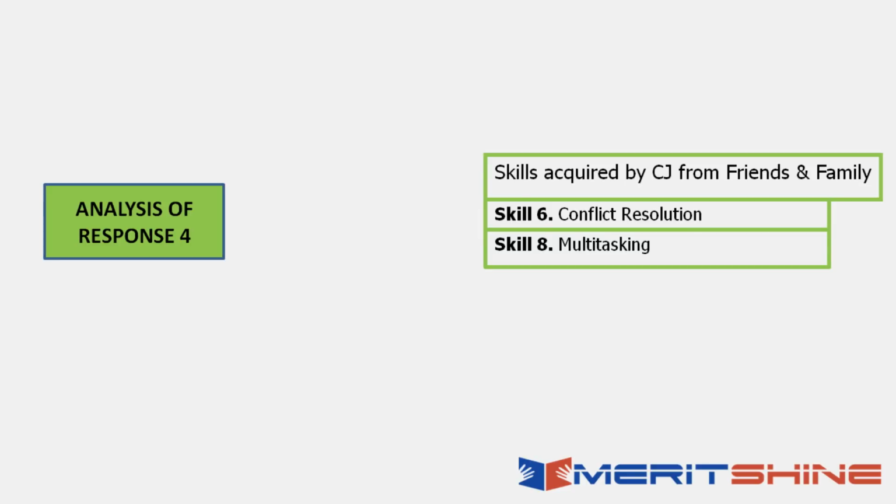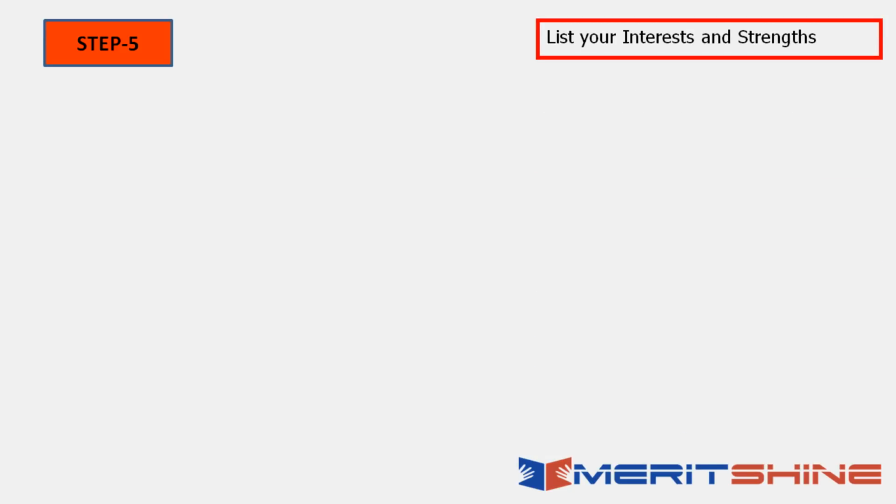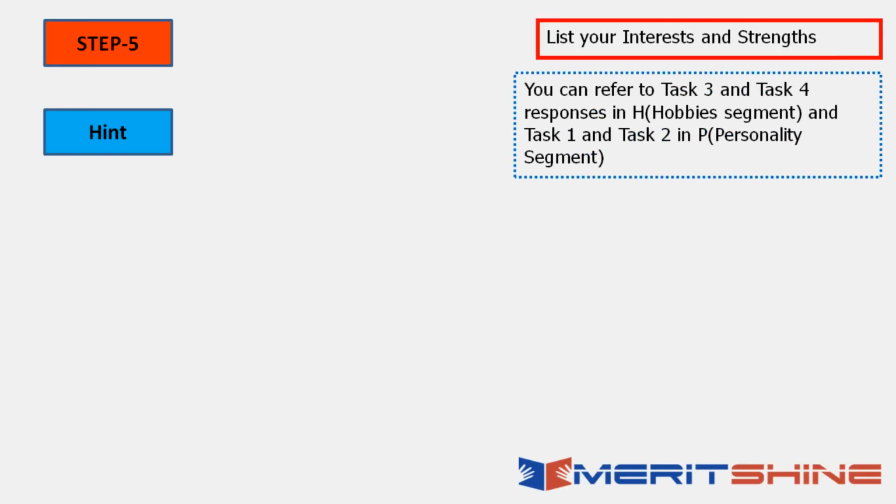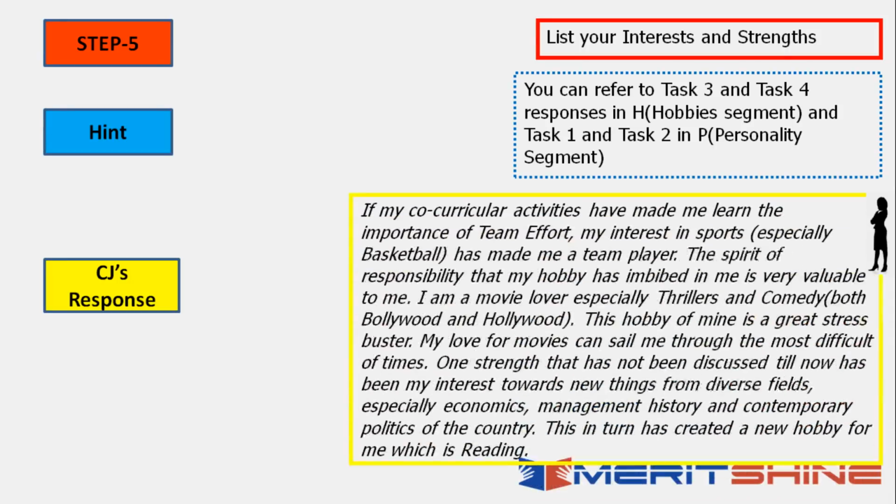Now we move on to the next building block, and the next building block in our flow chart was, yes, interests and strengths. So CJ, write down the interests and strengths. I'll give you a hint here also. You see, for this you refer to task 3 and task 4 in the hobbies segment, and task 1 and task 2 in the personality segment. Okay, let's now wait for CJ's response. Yeah, CJ's response is there.